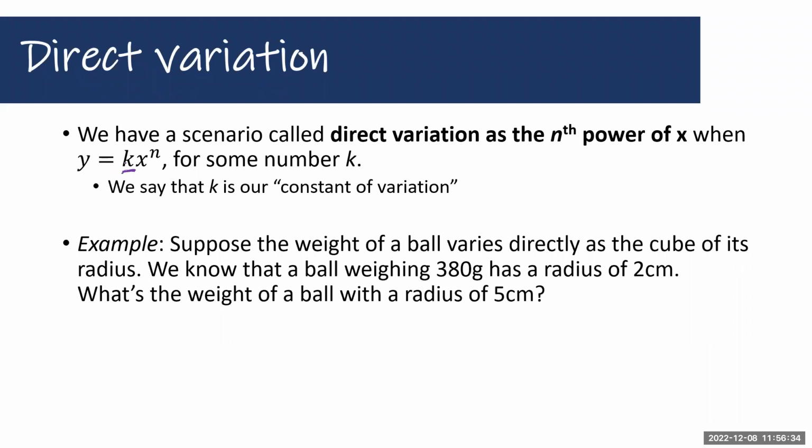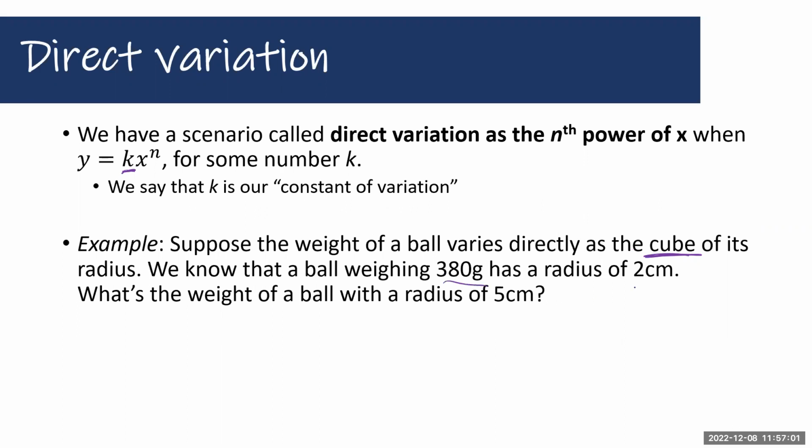Let's talk about an example. Let's say that the weight of a ball varies directly as the cube of its radius. Okay, so there's our power right there. We know that a ball weighing 380 grams has a radius of 2 centimeters. What's the weight of a ball with a radius of 5 centimeters? There's a lot of information there. What we need to do is set up our y equals k times x to the n first and solve for k.